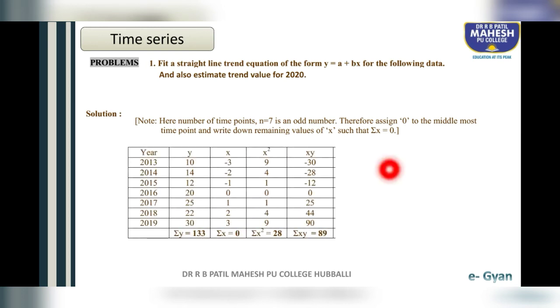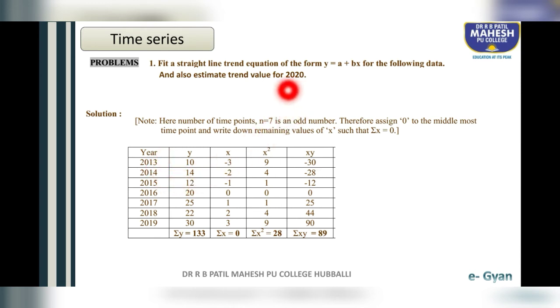See here, the values are: year is given, then y value is given. So this is the given question. Year from 2013 to 2019 is given, and the y values are 10, 14, 12, up to 30. So in the question year and value are given, and for this question we have to fit a straight line trend equation.